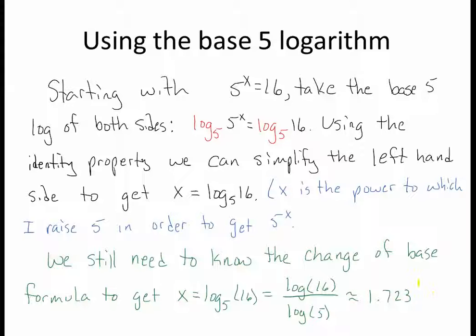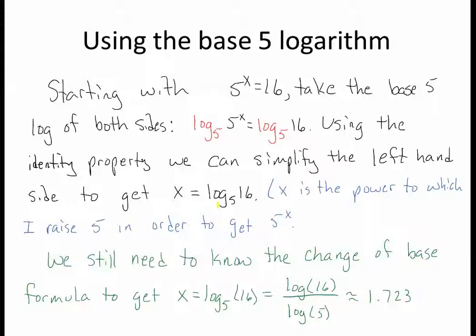In the second method, we could once again start with 5^x equals 16, and this time take the base 5 logarithm of both sides. It really looks like we're just writing log base 5 in front of the 5^x, and log base 5 in front of the 16, and really that's all we're doing. Using the identity property, we can simplify the left-hand side. What power, the logarithm, do I raise 5 to in order to get 5^x? That's exactly x. So we'll have x on the left, log base 5 of 16 on the right-hand side.